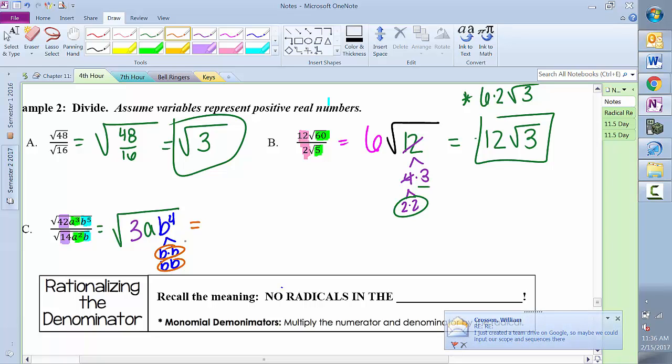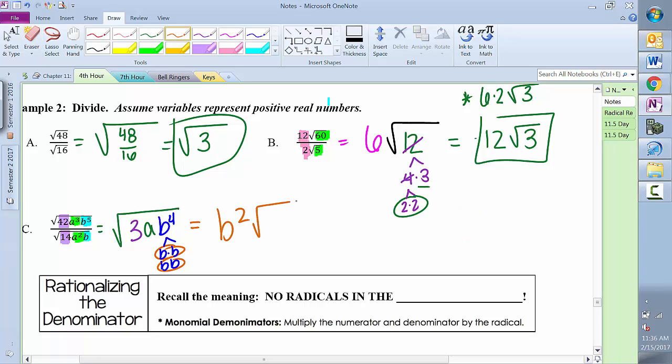No. Go ahead. B to the second, radical 3a. Wait, where am I? B to the second, radical 3a. Beautiful. Because b times b is b squared, or there's 2 groups of b.